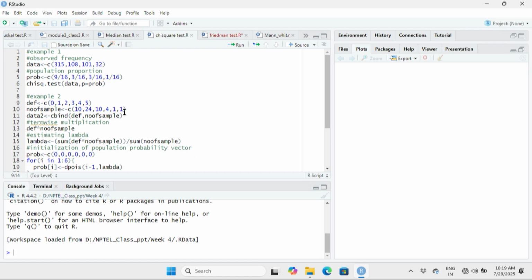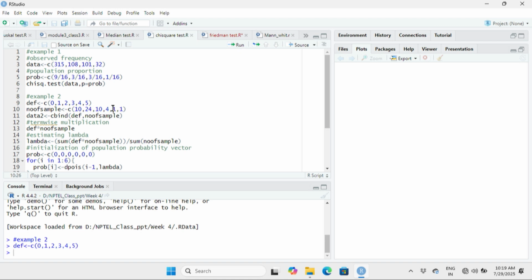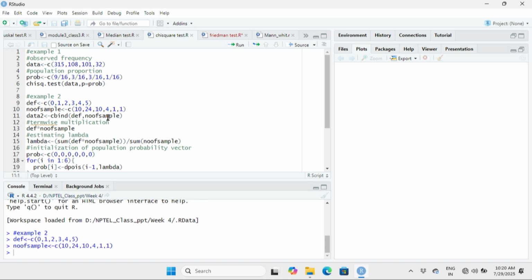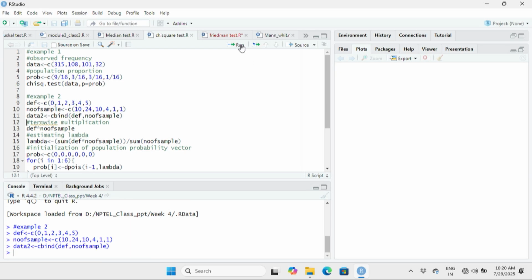Now in this part you will have to learn how to merge the number of defectives along with the observed frequency. This merging can be done by cbind. Okay, so let me run this. So this is our data 2. Now we are trying to find out the chi-square. Term-wise multiplication, summation fi xi, that is what we intend to do.